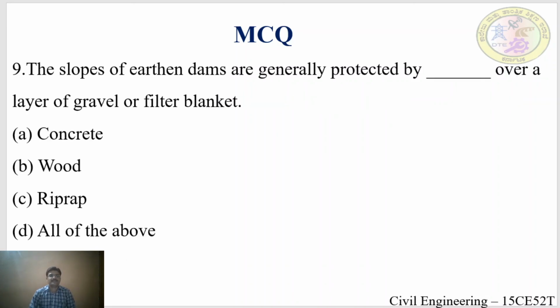Ninth. The slopes of earth dams are generally protected by dash over a layer of gravel or filter blanket. What is the given material? Either concrete, wood, riprap, or all of the above. Yes, it is a riprap layer which is provided, comprised of either rocks or rubble stones. That is the riprap layer. Answer is C.